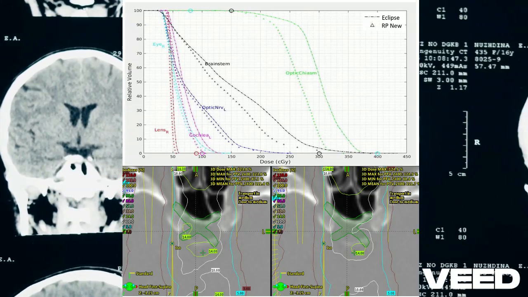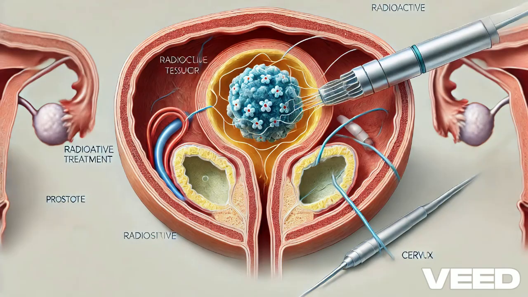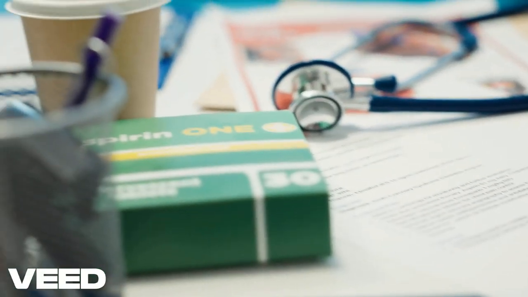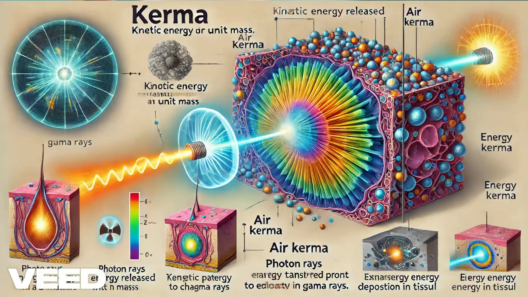Another application is in brachytherapy, where radioactive sources are placed directly inside or next to the tumor. The absorbed dose in this case is calculated based on how much energy the radioactive materials will impart directly to the tumor. Again, using Kerma and collision Kerma concepts to ensure the energy is targeted effectively.